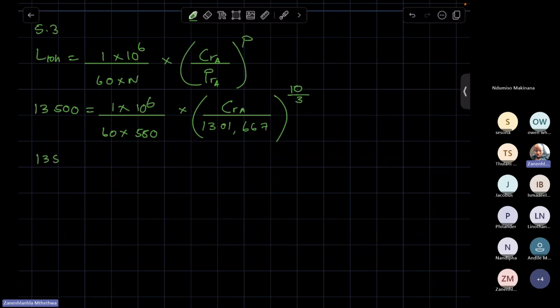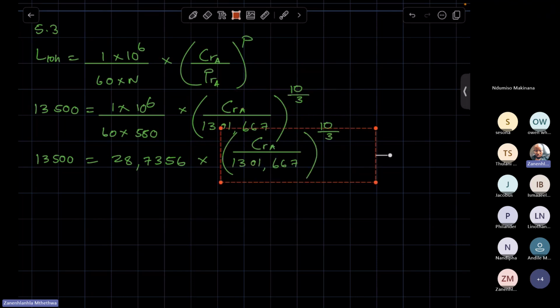So from here you have 13,500. So this is 1 times 10 to the 6 over 60 times 580. So that is equal to 28,7356, right? Times essentially the same thing. And so times this.